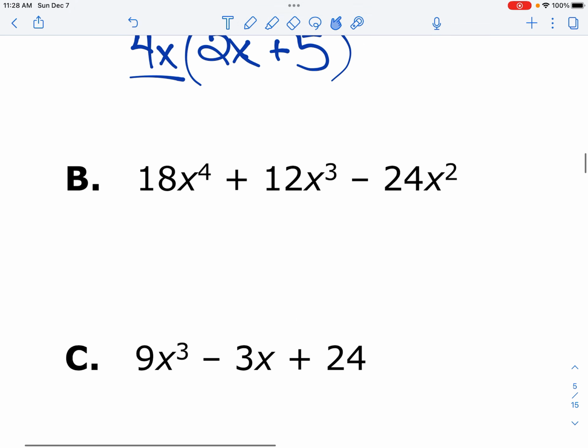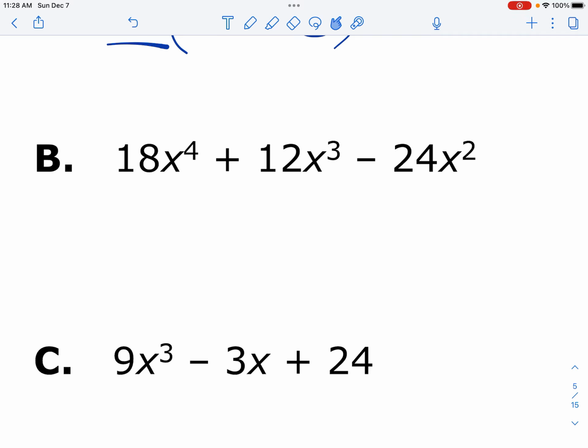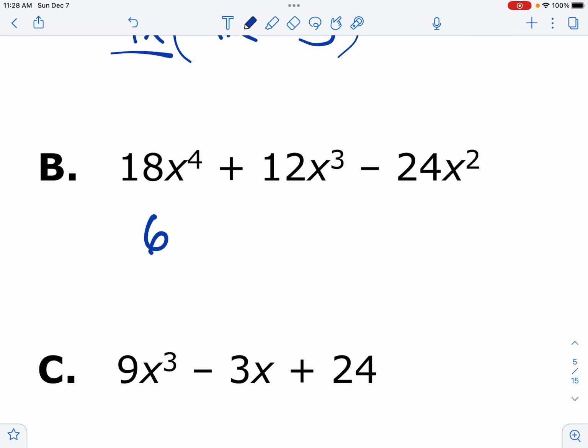Okay. So you can get more terms, a little bit more complicated. You look at this and try to figure out your greatest common factor, and you'll notice that all of these have an x squared in common. Then I want to look at the coefficients and figure out what 18, 12, and 24 have in common. The greatest common factor would be 6. So my GCF here is 6x squared. So I'm taking that out of every one of these terms.